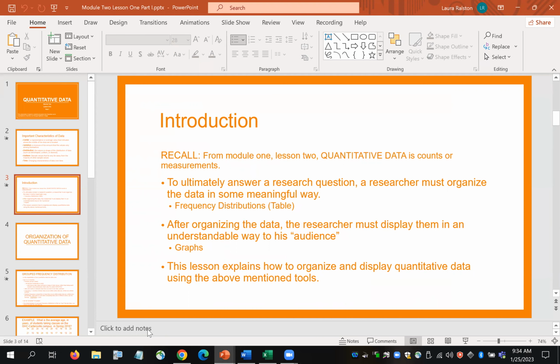But then we also talked about how we could organize the data in such a way that your audience, whoever you're doing the research for, whether it's for yourself, for your employer, for a research facility, and especially if you're going to make some sort of presentation, you need to be able to display your data, your information in a very easy, understandable way. So we often use graphs to do that. And so that's where we were thinking about how to do that organization.